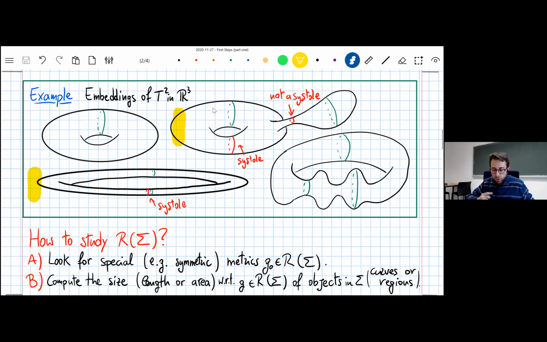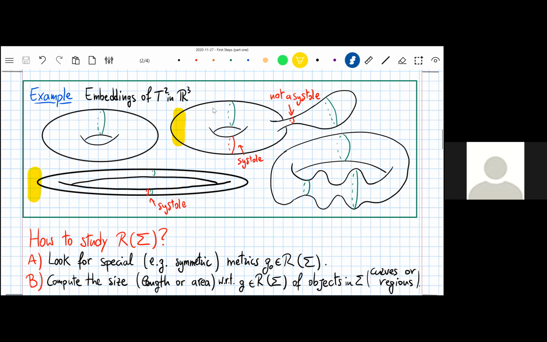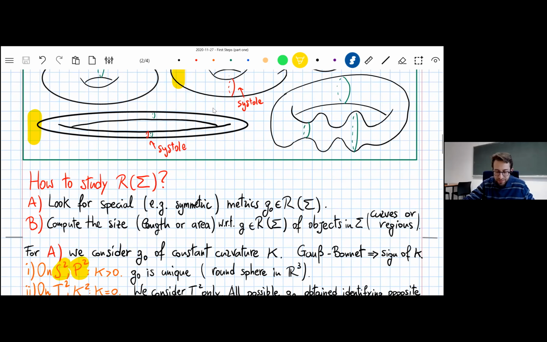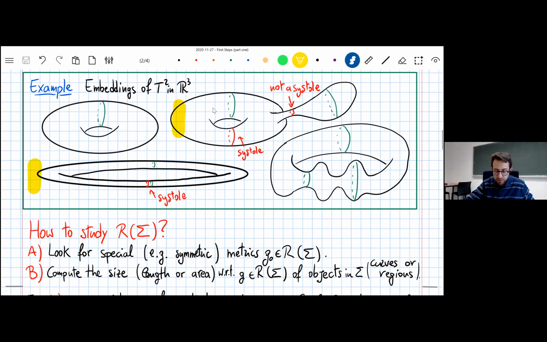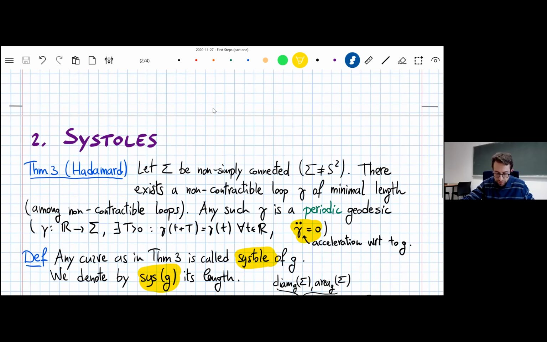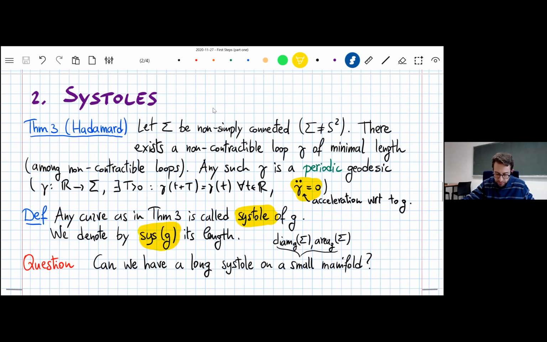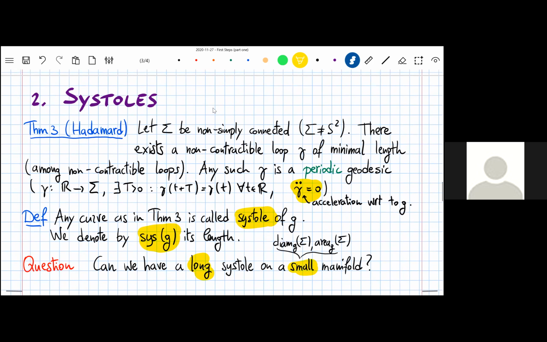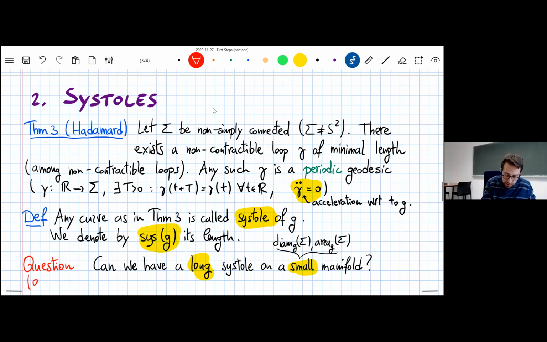But actually now if you want to do the other way around, so if you now ask if you can have a long systole for a small manifold, it's less intuitive that you can do it here in these pictures. And actually this is the question we want to address. So the question we want to address is: can we have a long systole on a small manifold, where small, you measure it in some way, the diameter, the total area, and so on. So you can think of this as a kind of qualitative question.